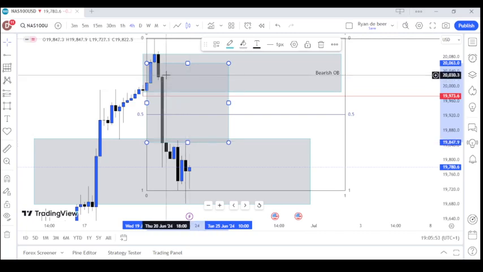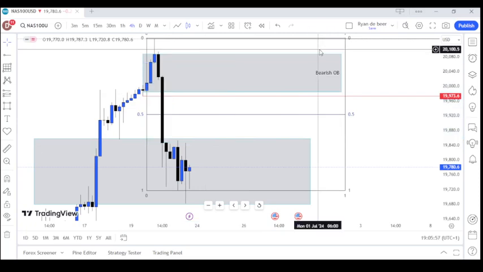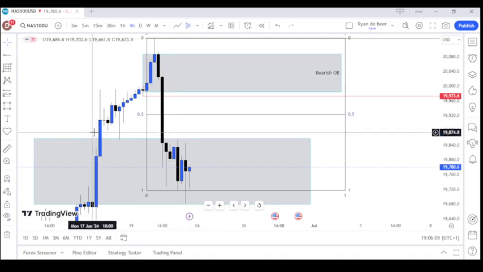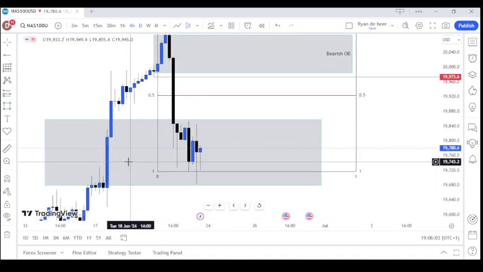So the 4 hourly break of structure towards the downside indicates a retracement on the daily time frame. So we did get a retrace into this daily imbalance that we marked out over here.